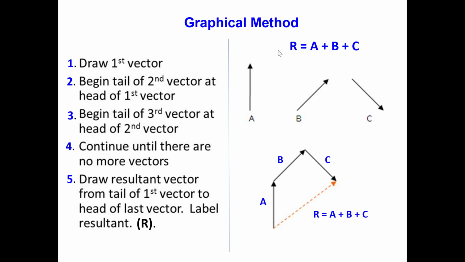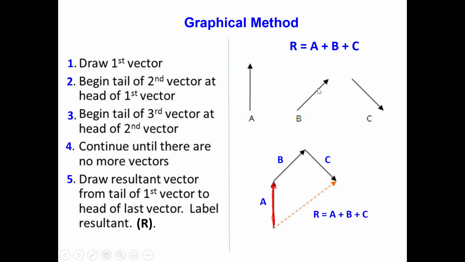To add using this method, we need to follow some steps. Then let's review the steps, how we will add these vectors. The first step is we need to draw the first vector. This is what we will do here. As we had this, we will draw this vector. This is step number 1.